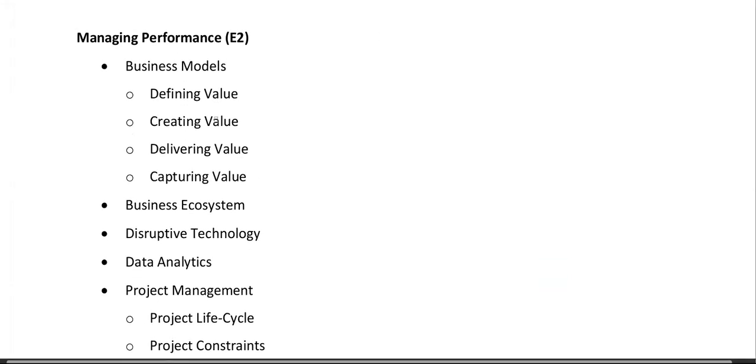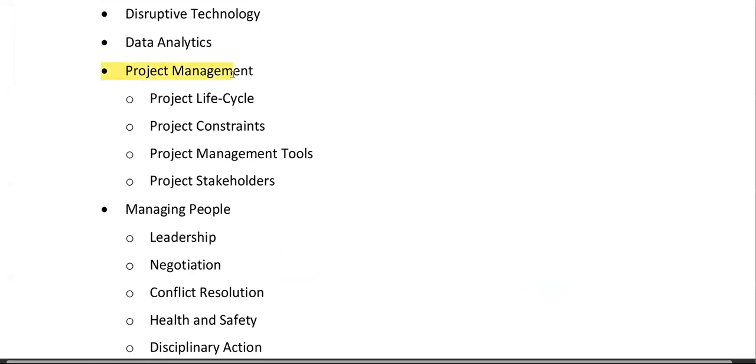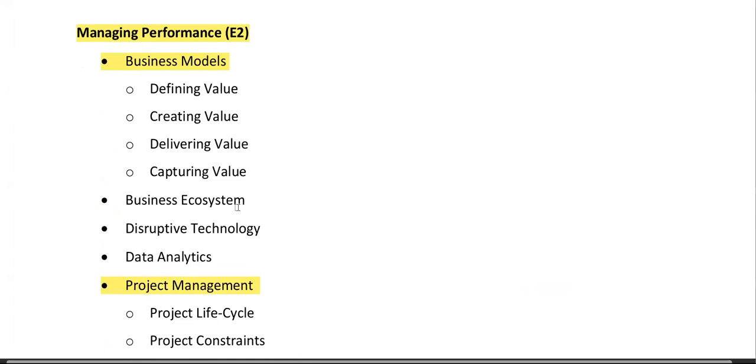So managing performance, E2, there are three main syllabus areas. Firstly, business models and project management, followed by managing people. So three main syllabus areas, and we've listed the key topics under each of these areas. Let's start with business models.